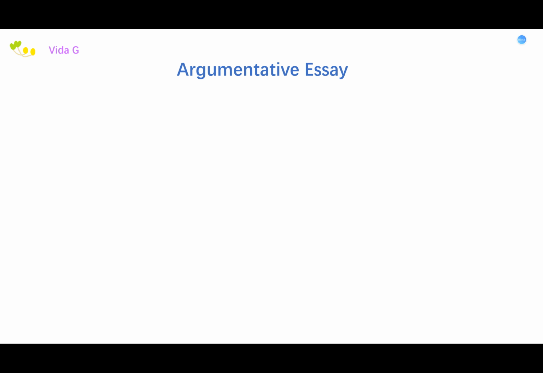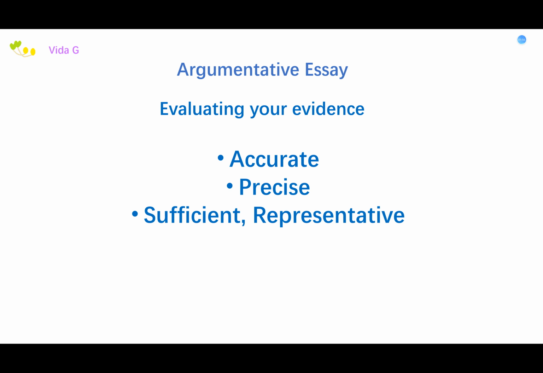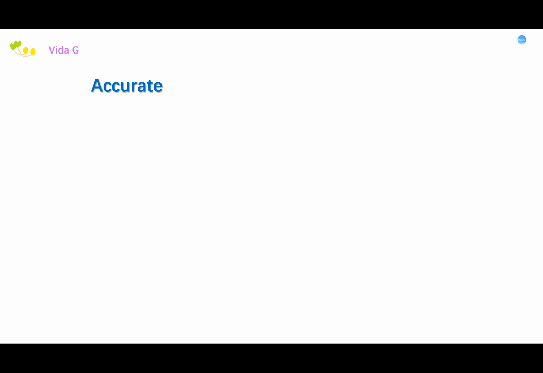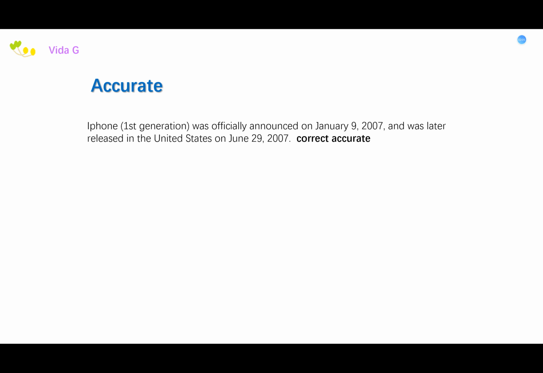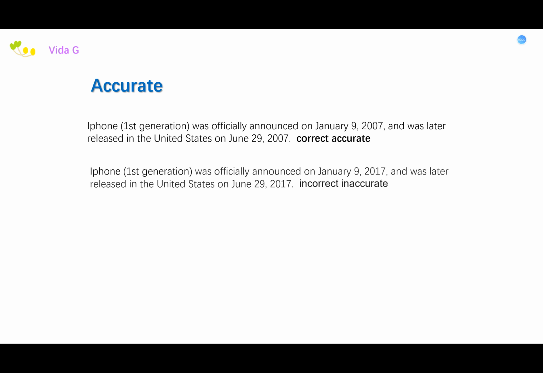GRE essay is a kind of argumentative essay, so you have to evaluate your evidence. Your evidence has to be accurate, precise, sufficient, representative, relevant, and authoritative. Accurate means correct. For example, iPhone first generation was officially announced on January 9, 2007, and was later released in the United States on June 29, 2007. This information is correct, but when I change the date, this information is incorrect, so you have to include the correct source in your essay.